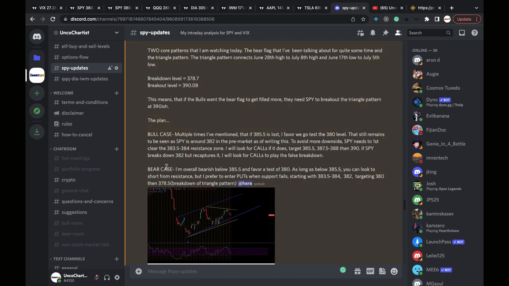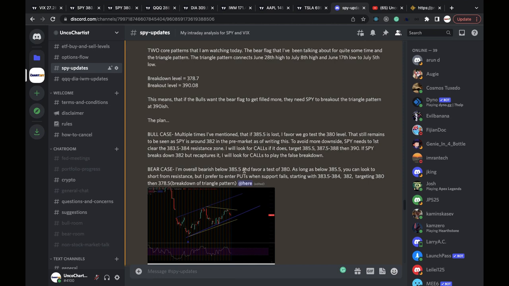So I'm just going to talk about the bear case because the bear case is the strategy that we played overall today. And I put here, I'm overall bearish below 385.5. That was my resistance level, and I favor a test of 380. Keep in mind, that's not a prediction. It's just unbiased technical analysis. So, bearish below 385.5.